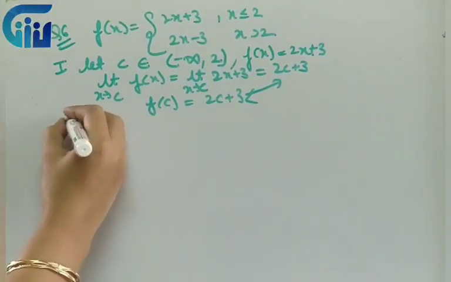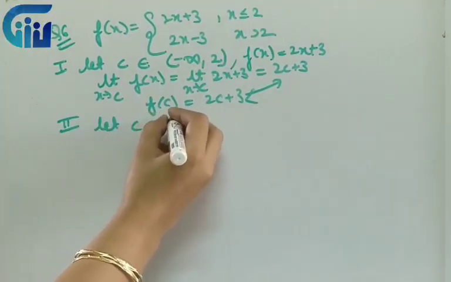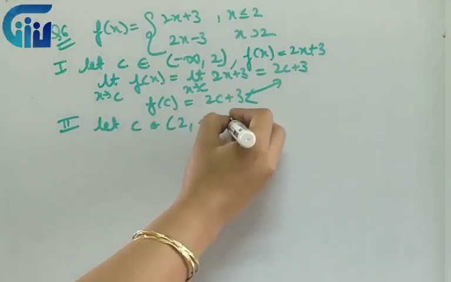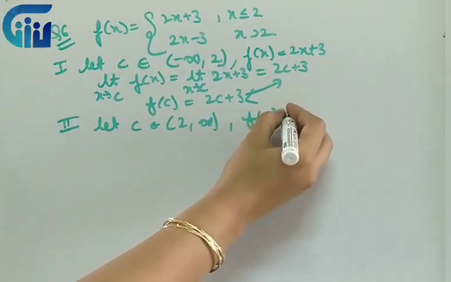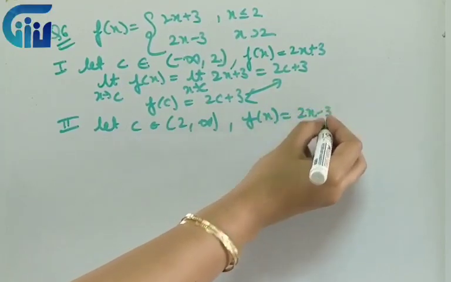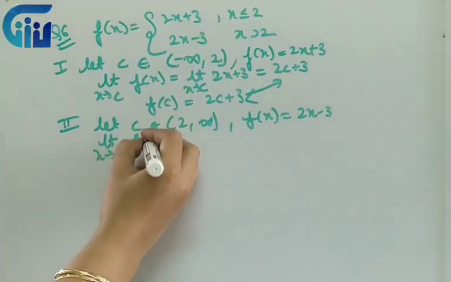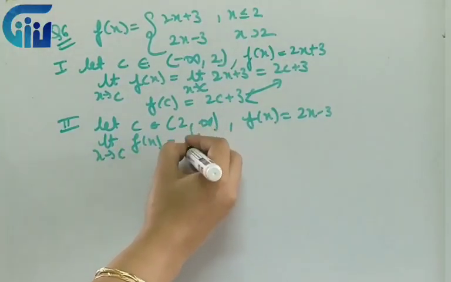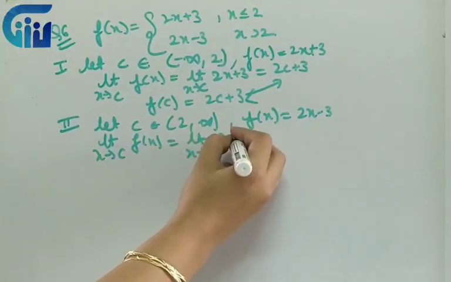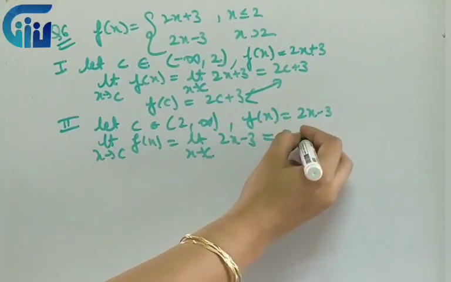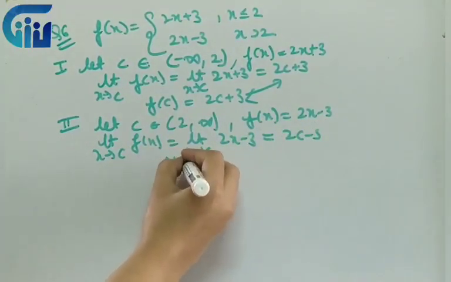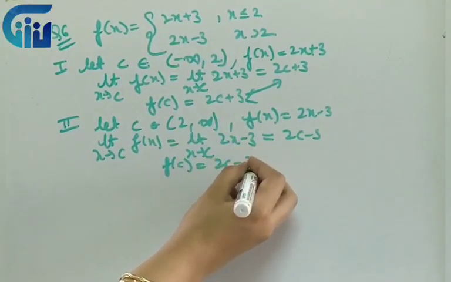Similarly, we will have case 2. We will say let c belong to 2 to infinity. For all these values, what will be my function? It will be 2x minus 3. I will say limit x tending to c, f of x is equal to limit x tending to c of 2x minus 3. So it is 2c minus 3. Again, the value of the function will also be 2c minus 3.